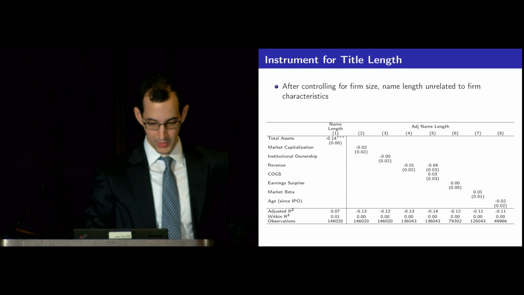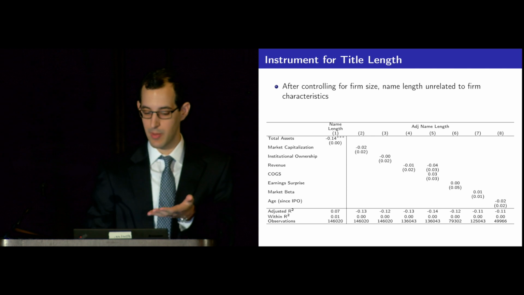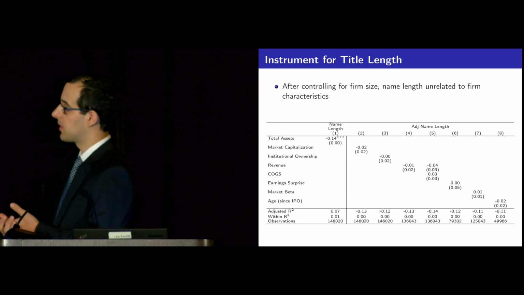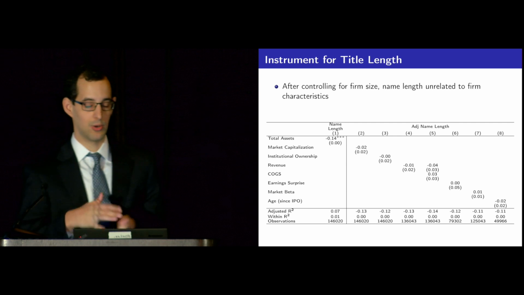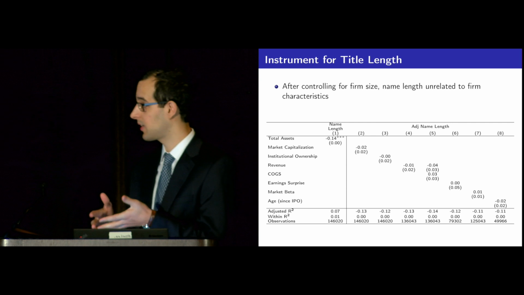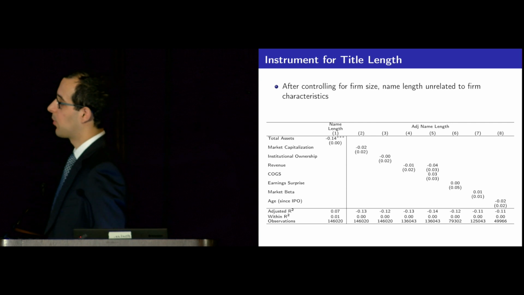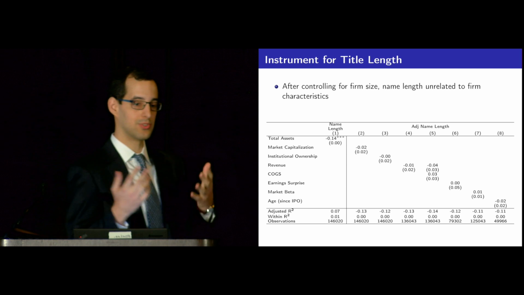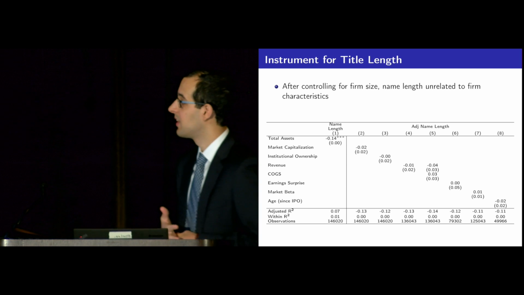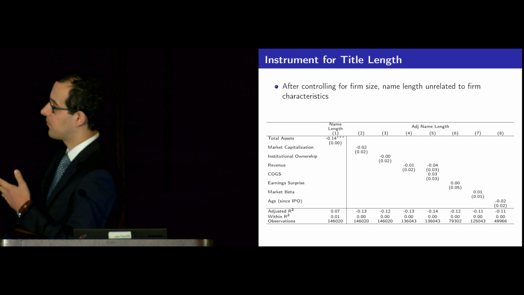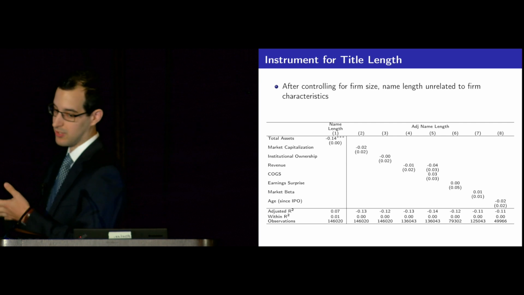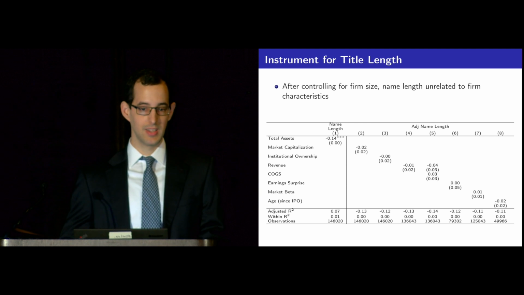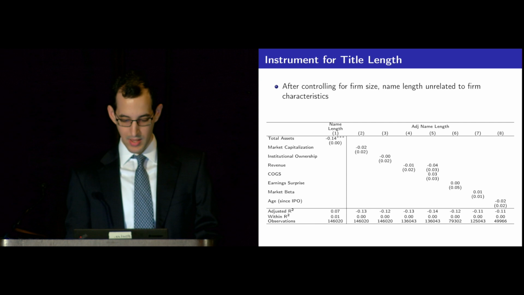First stage is very strong. One concern, though, that I do acknowledge in the paper is that name length is correlated with size. It's not obvious how it should have been, but it's negatively correlated. So bigger firms tend to have slightly shorter titles or names. But once I control for the size of the firm and I take the residual, so I do a regression and I take a residual, then it looks like the residual is unrelated to firm characteristics, and there are a lot of characteristics to explore. And when I put these in regressions later, it doesn't really affect the magnitude.